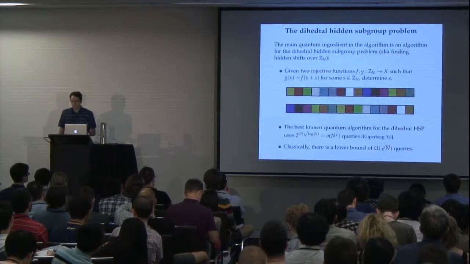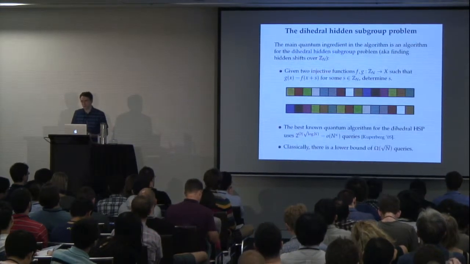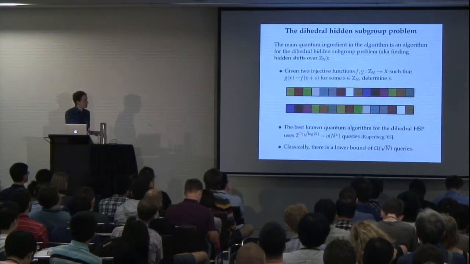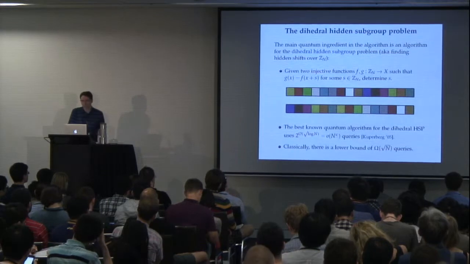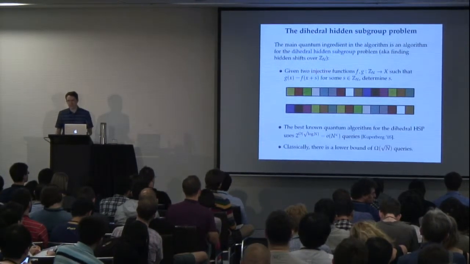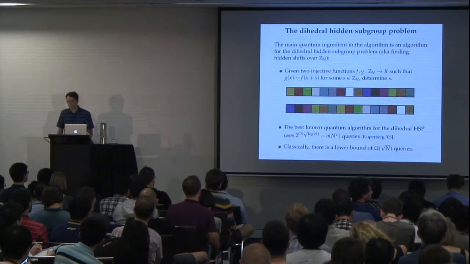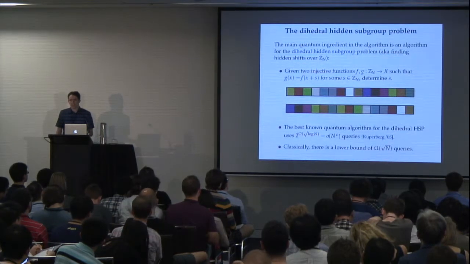And it's been known for a while now, since I guess 2005, paper of Greg Kuperberg, that we can solve this problem using 2^(O(√log n)) queries with a quantum computer. And this is significantly faster than we can do classically, because classically there's a lower bound of square root of n queries. So this is the main quantum ingredient we're going to use.